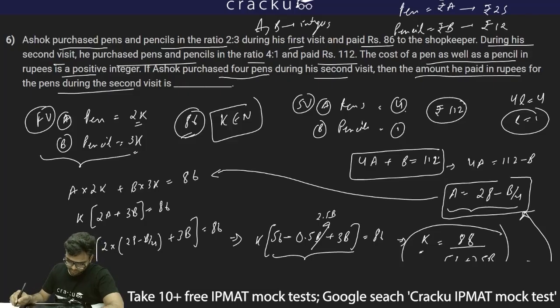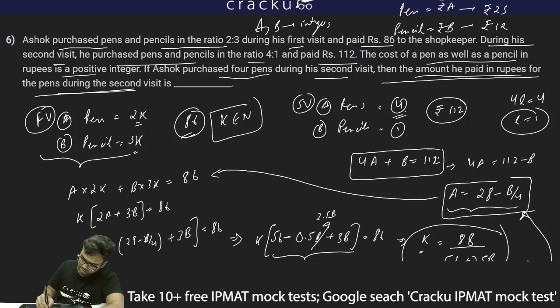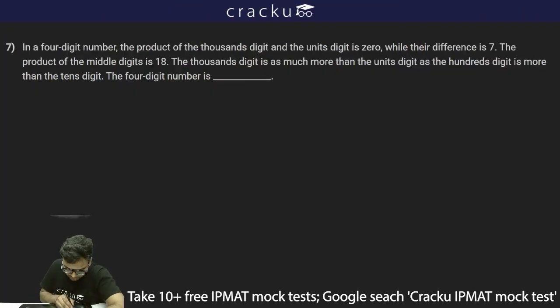It is asking for the amount paid in rupees for the pens during the second visit. Now the number of pens during the second visit is 4, and the cost of each pen is 25. So 4 into 25 is the cost paid by Ashok in the second visit, which is 100. So he is paying rupees 100 in the second visit for 4 pens, and therefore 100 will be the correct answer.